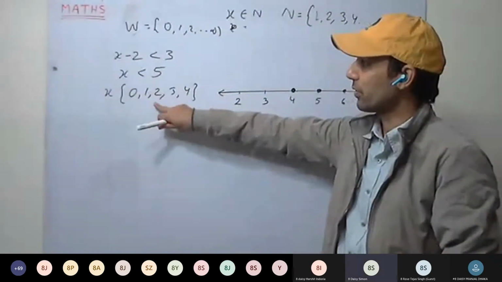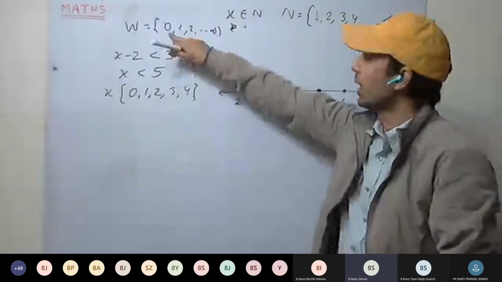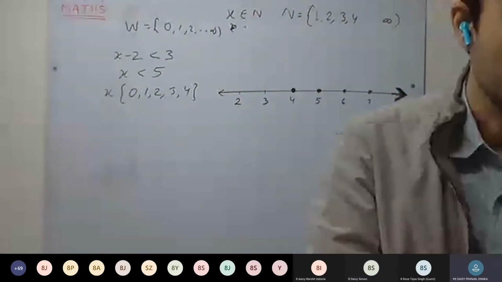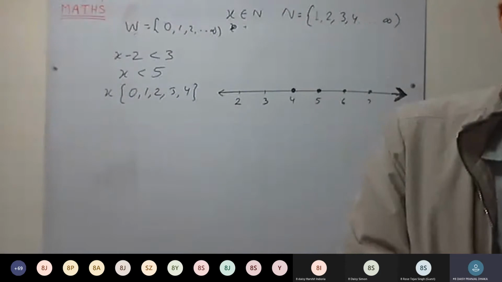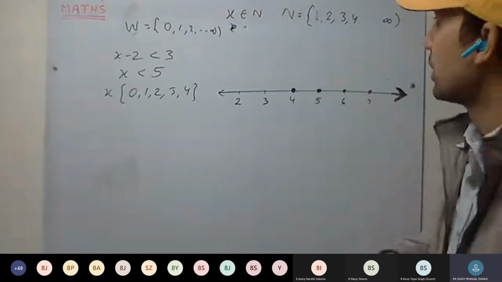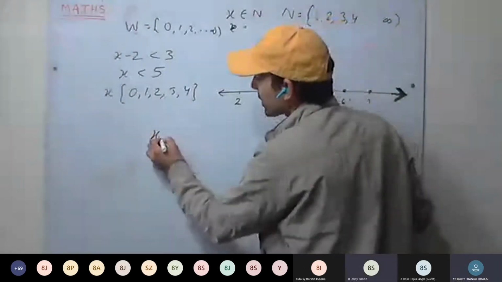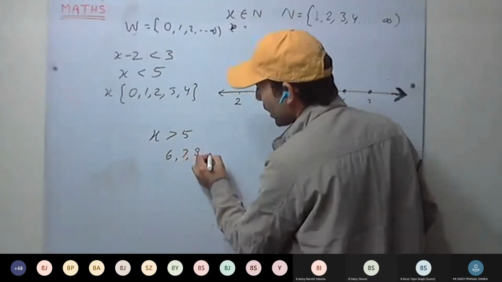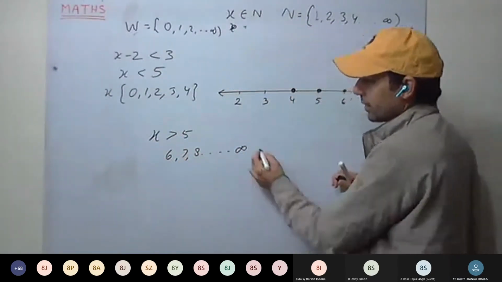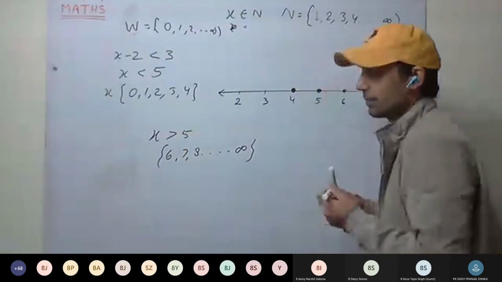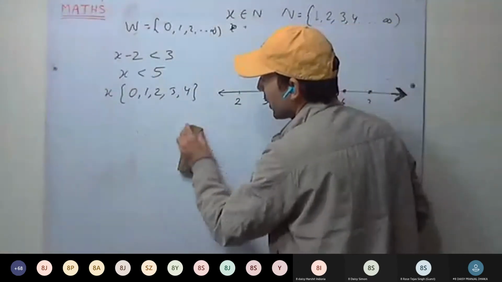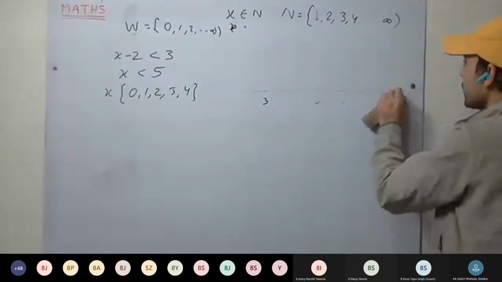The values are x less than 5, and from these you have to take the values. Sir, if greater than 5 came there, then this would be infinite, no? If it is x greater than 5, then 6, 7, 8 up to infinity will be the values. Okay, do the next one.